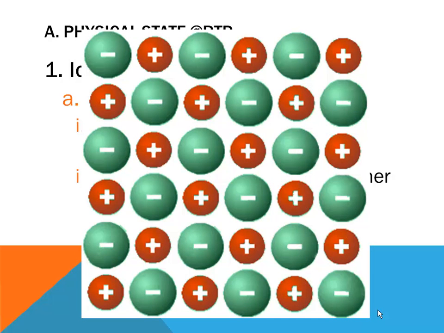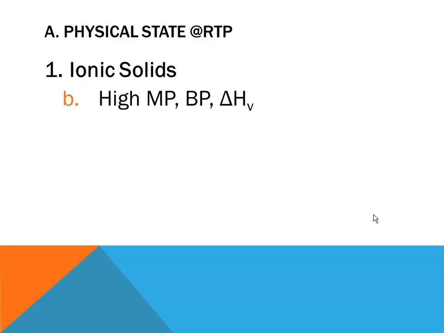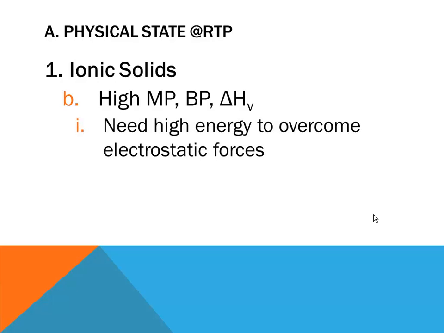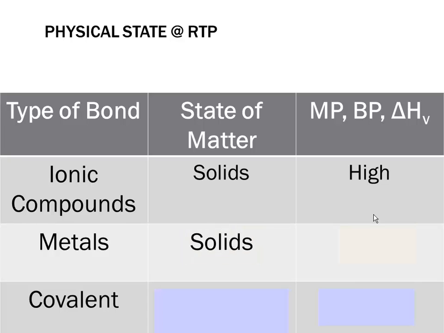So you can see here it's a very good arrangement. Typical sodium chloride composition with a pattern of plus and minus. Very organized. High melting point, boiling point, and heat of vaporization, so they need a lot of energy to overcome those electrostatic forces. Metals are solids: copper, silver, gold. And again, they have high melting points, boiling points, and heats of vaporization.